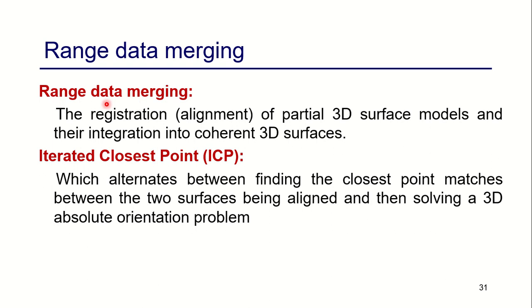Range data merging means the registration and alignment of the partial 3D surface models and their integration into coherent 3D surfaces. ICP, the abbreviation of iterated closest point, alternates between finding the closest point matches between the two surfaces being aligned and then solving a 3D absolute orientation problem.